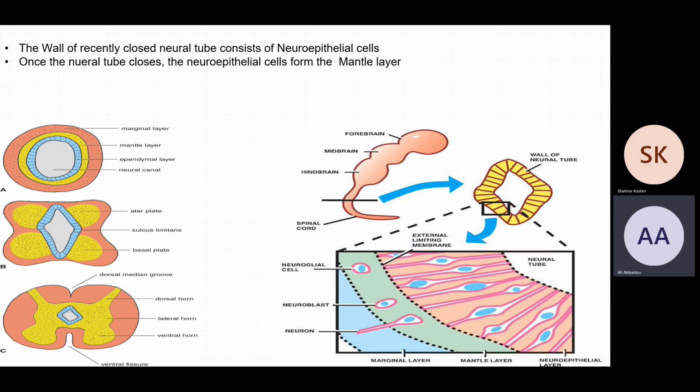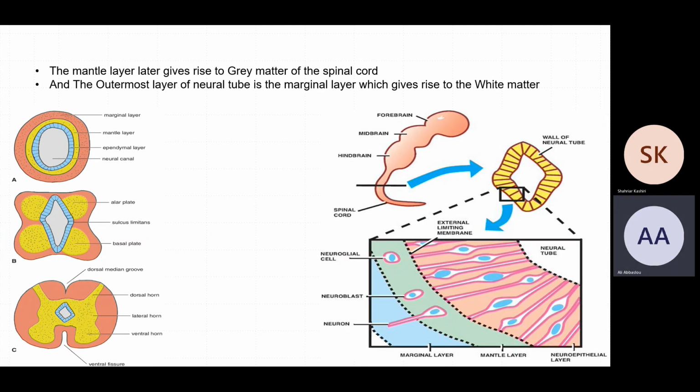Now, the wall of a recently closed neural tube consists of neural epithelial cells, as we can see in the bottom right photo. Now, once the neural tube closes, these neural epithelial cells will give rise to a few layers. One of these layers is the mantle layer, which is this green layer in the bottom right. And this mantle layer will later give rise to the gray matter of the spinal cord, which is this yellow area in the left photo.